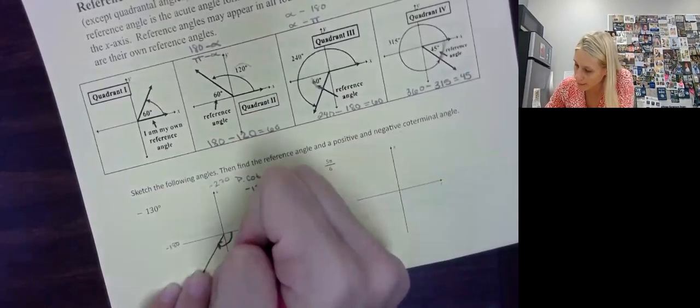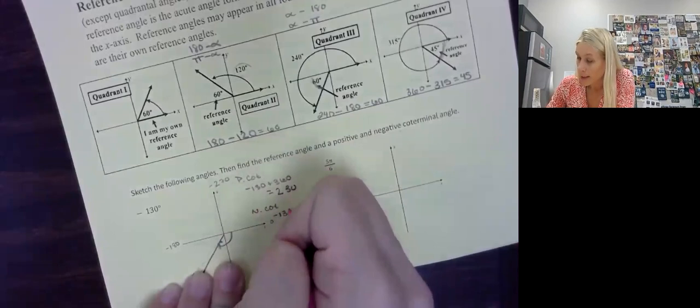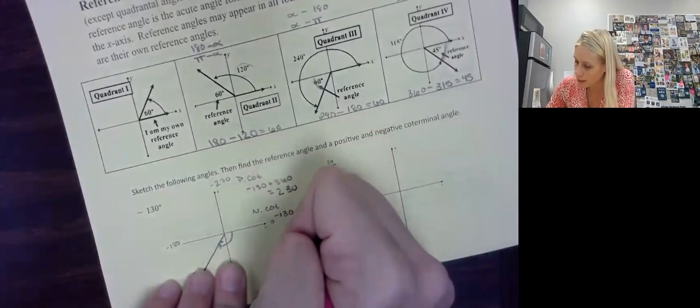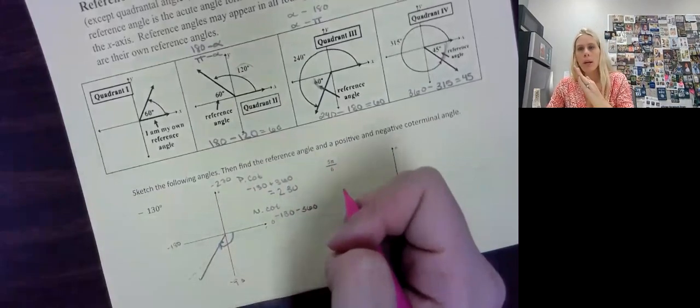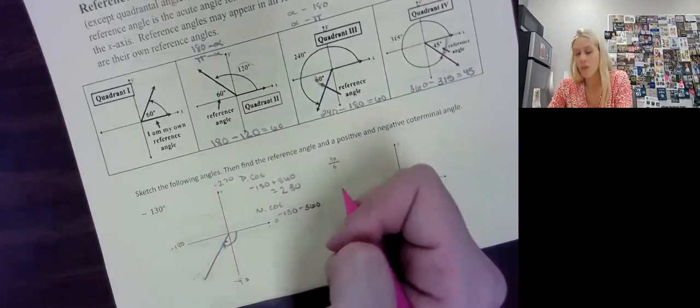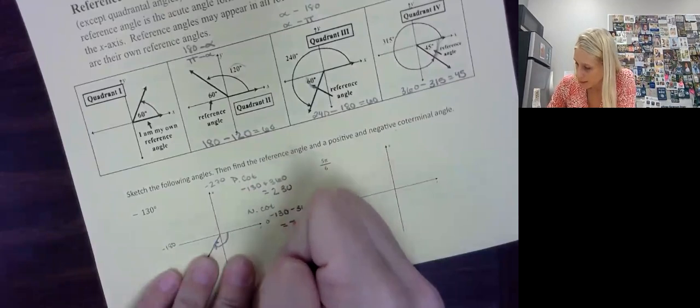Same thing to get a negative coterminal. We take our alpha, and to get negative or more negative, right, we need to subtract 360. Imagine being in one spot. To continue being in that spot, you can turn and turn and turn a full 360. And that gives us a negative 490.